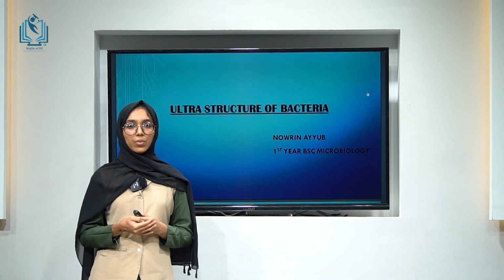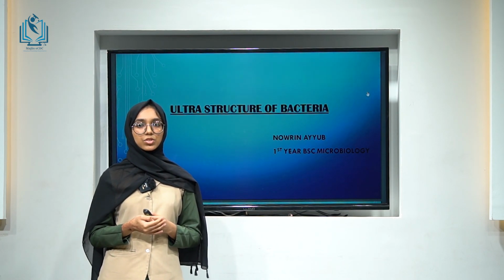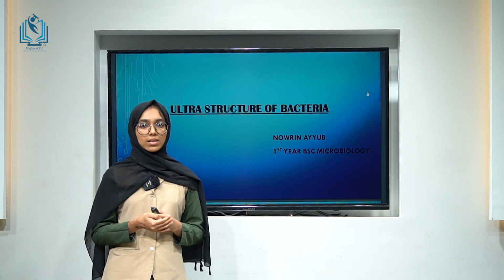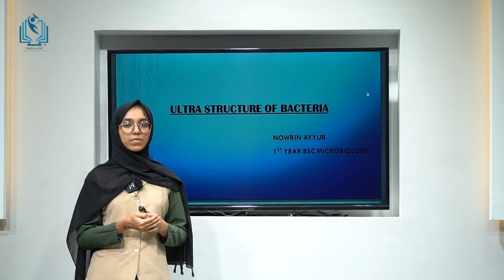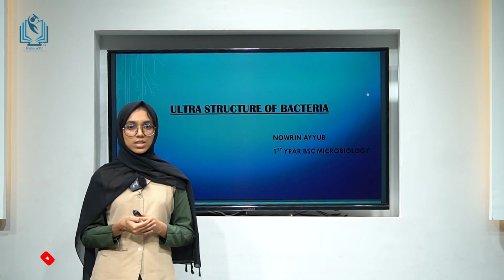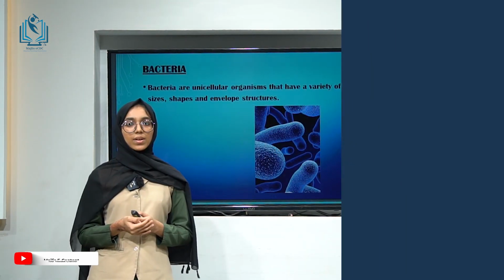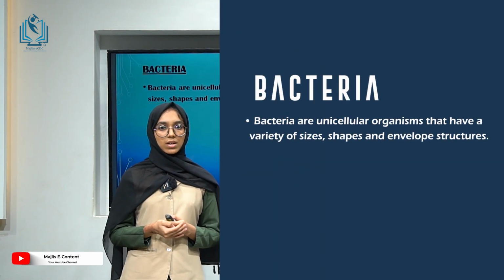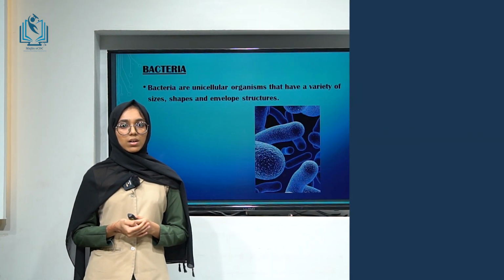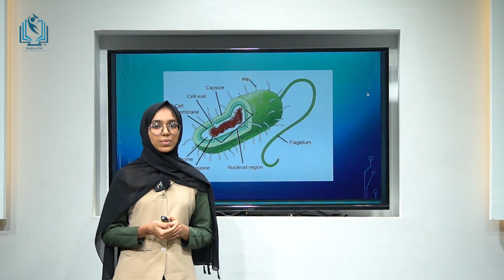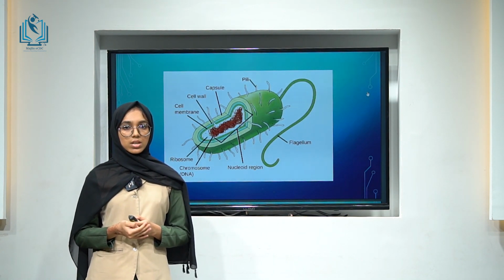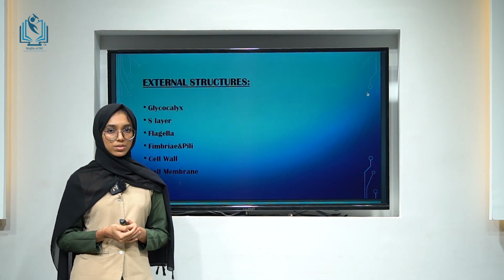At the end of the video, you are able to identify the structures and functions of bacterial cell, and you are able to understand that the prokaryotic cells have some features in common with the eukaryotic cells and their differences. So let's begin. Bacteria are unicellular organisms which have a variety of sizes, shapes, and structures. Ultrastructure of bacteria includes both external structures as well as internal structures. So let's begin with the external structures.